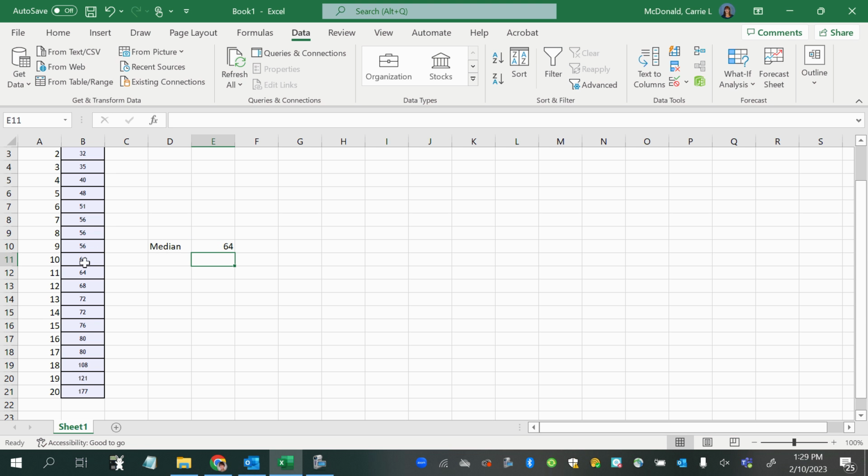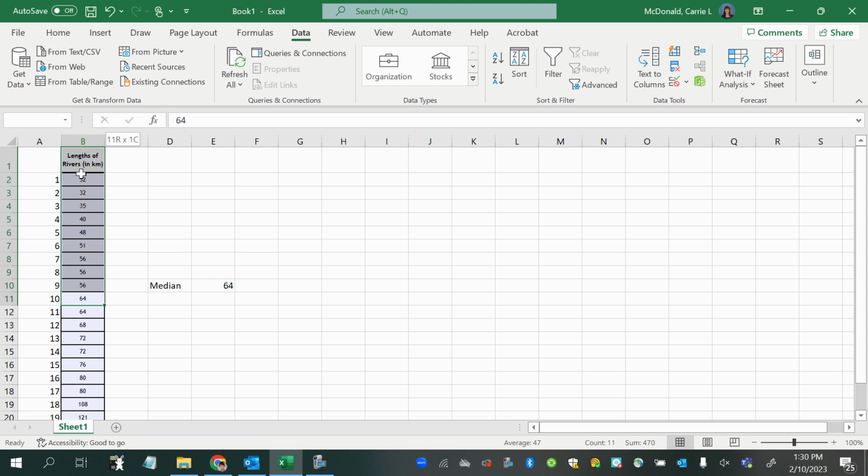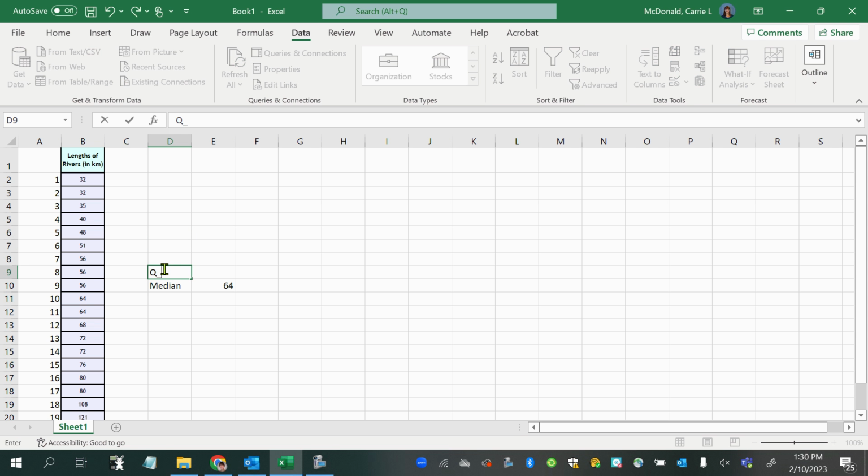So then this is my top 50% of the data right here. Well, actually including the 10th value there. And so the middle would be between the 5th and 6th values. So my 25th percentile, also known as the first quartile, Q sub 1, or also P sub 25, two different ways of looking at this, is between the 5th and 6th. So I'm going to average the 5th and 6th values there.